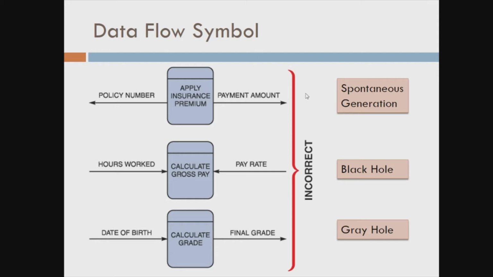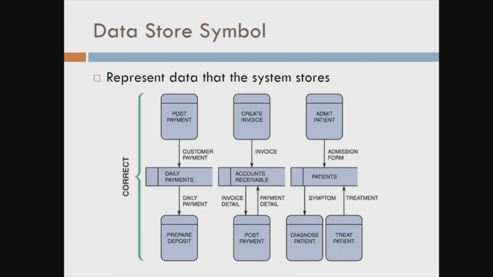This one is spontaneous generation. We have the process apply insurance premium, but the policy numbers are not the right flow. We cannot have output without any input, so that's why this is incorrect. And then this one is a black hole: everything just goes into the system without any output. And this part we call a gray hole, because the type of data that becomes the input to this process is not suitable or not logical with the process.